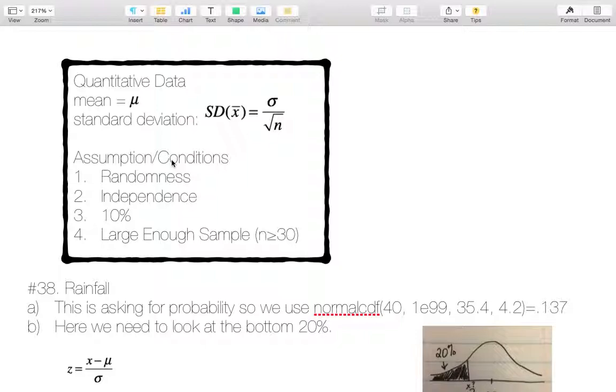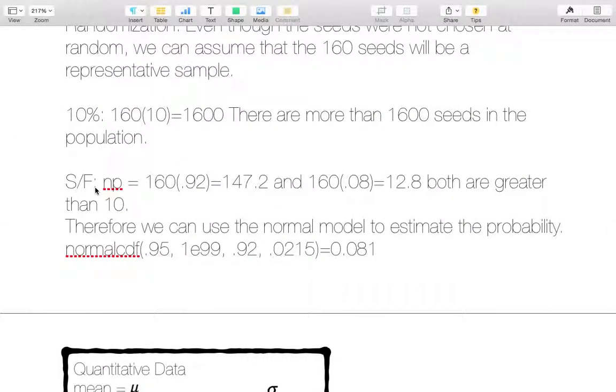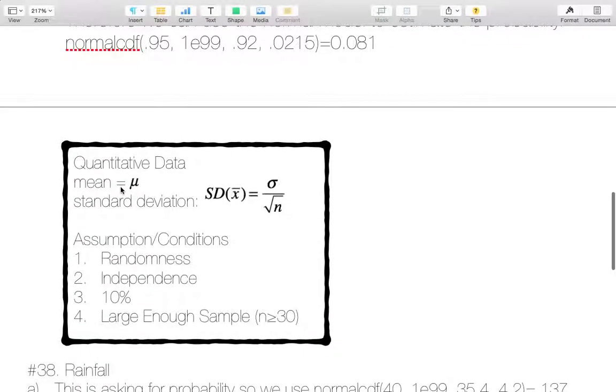Number 4 is different. If we go back and look at these, success and failure requires you to multiply n times p, or n times q. And unfortunately, p and q represent success and failure. There's no such thing as a success or failure with quantitative data. Number 38, the one we're going to look at in a minute, is talking about average rainfall. So there is no such thing as a success. It's what was the average rainfall for this particular year or for that particular year. So you can't have a success or a failure.